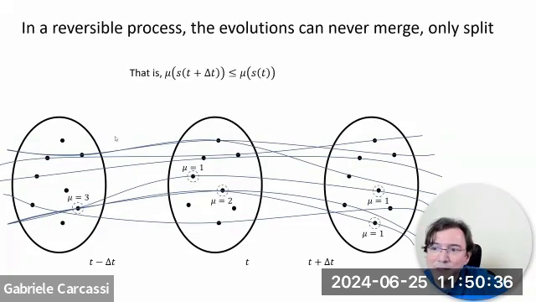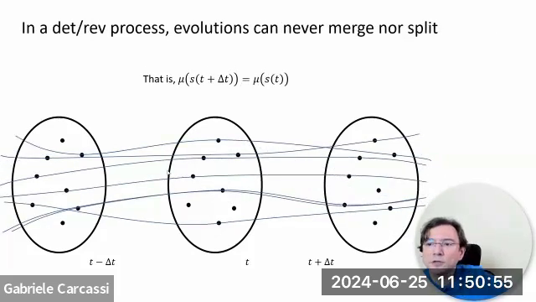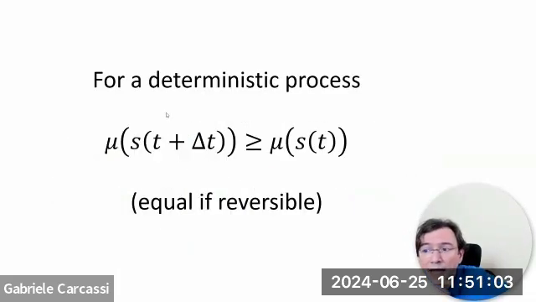And in this case, since the evolutions can never merge and can only split, because the requirement is in the opposite direction, this number, the number of evolutions per state, can never increase, can only stay the same or decrease. And of course, if we have a process that is deterministic and reversible, then the number of evolutions has to remain the same. And so we already found, with this simple reasoning, a quantity that for a deterministic process can never decrease, and it stays the same if the process is reversible.